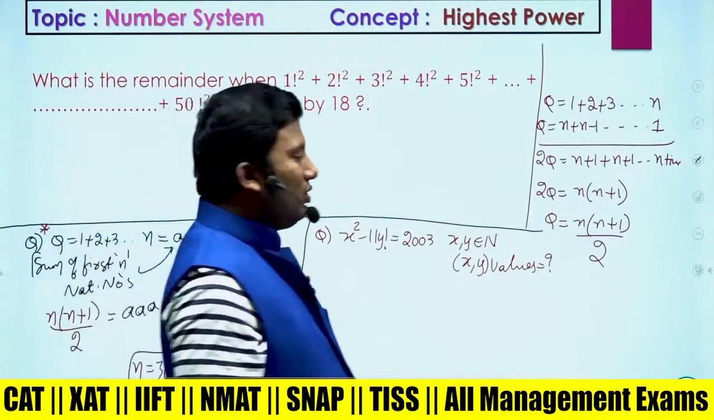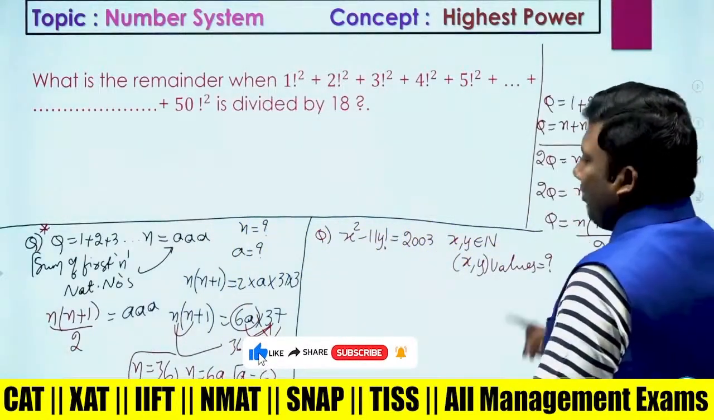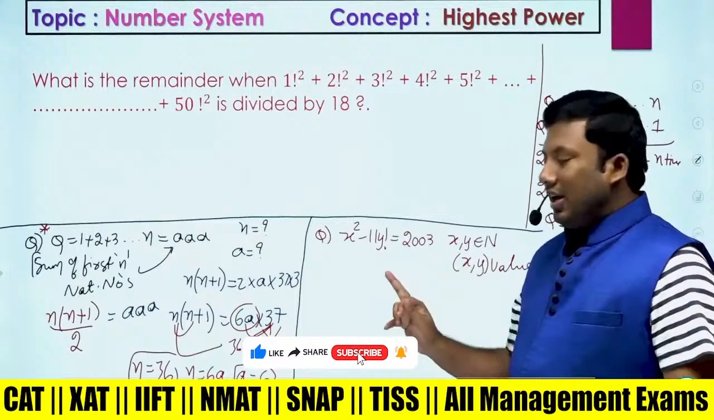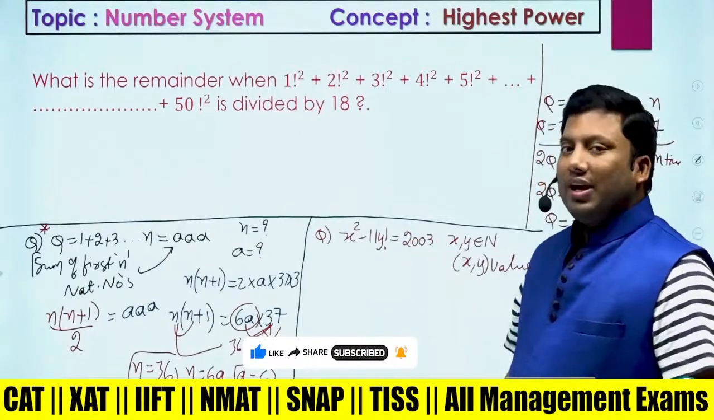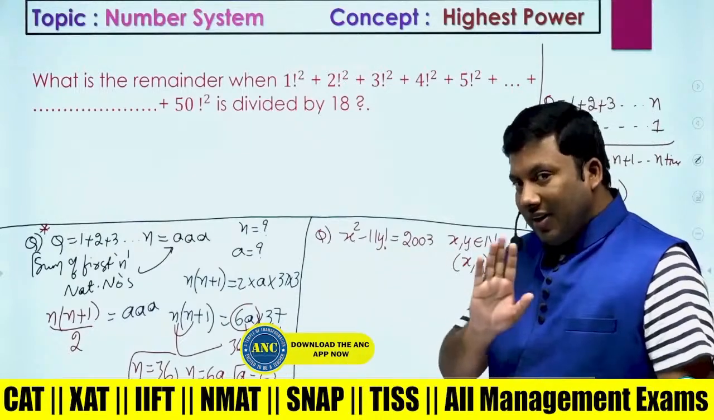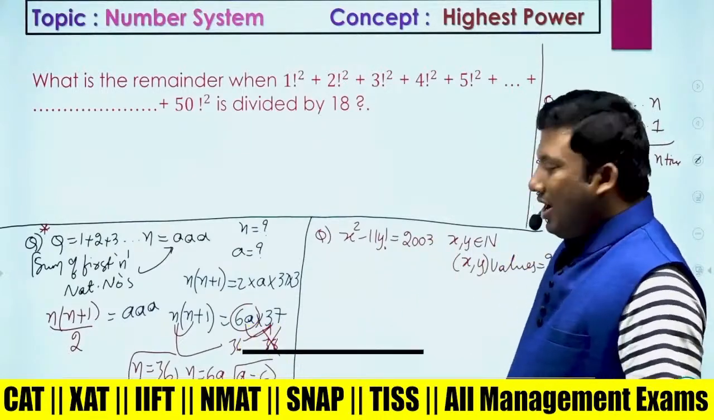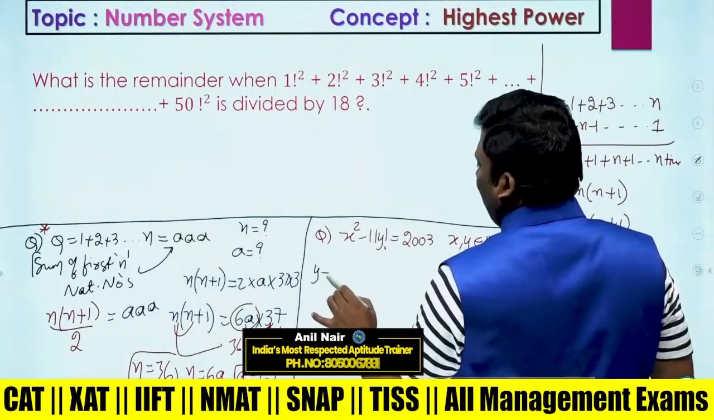How many values of x and y will satisfy this equation? First thing is, read the question again. X square is a perfect square. Y factorial, it is a factorial-based question. A perfect square never ends with 2, 3, 7, right? And y factorial is a natural number. Y value 1.